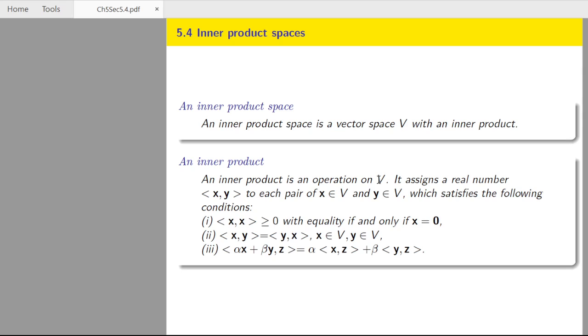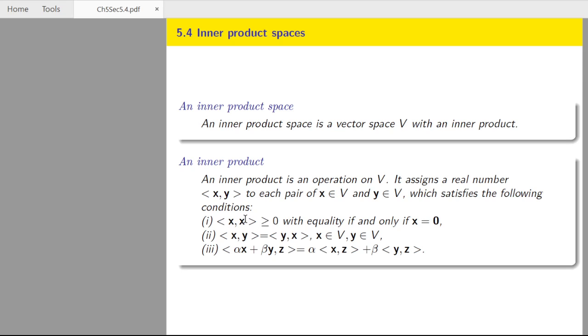It assigns a real number to each pair of two vectors x, y belonging to V. Now we use this notation to represent the inner product between two vectors x and y. This operation satisfies three conditions. The first condition tells us the inner product of x and itself is always non-negative.